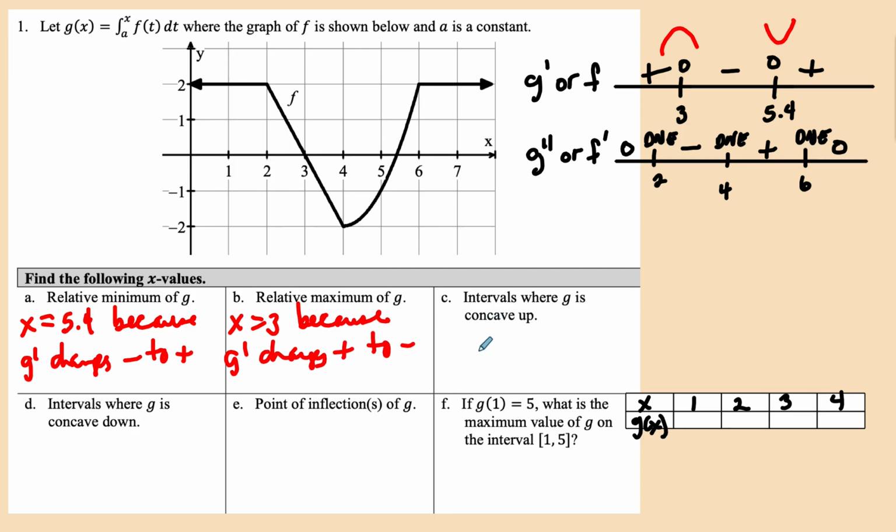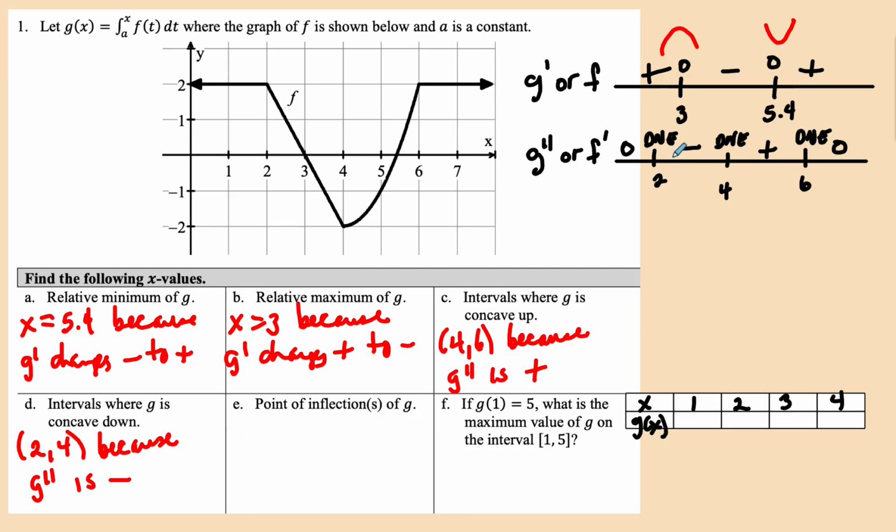The intervals where g is concave up, we're looking at the second derivative, and it's concave up when it's positive. Remember, this derivative is 0, this derivative is negative, these derivatives are positive, so that'll be the interval from 4 to 6 because g double prime is positive. Intervals where it's concave down, that'll be the interval from 2 to 4, and that's because g double prime is negative. Points of inflection, you can see points of inflection only when the sign changes. That doesn't happen at 2, nor does it happen at 6. So this will be at x equal to 4, and that's because g double prime changes sign, from negative to positive.